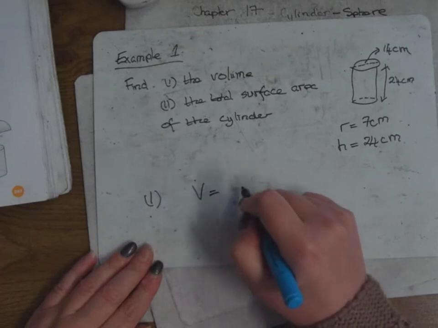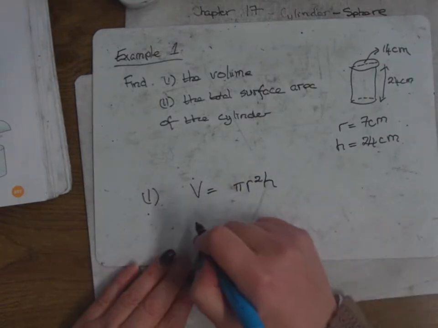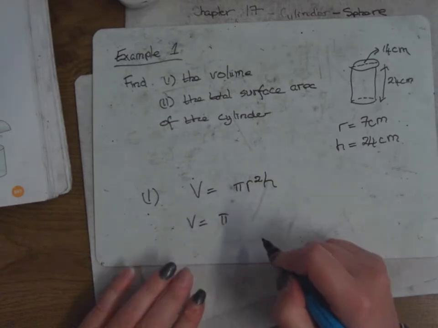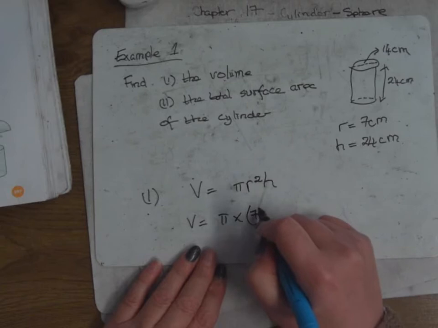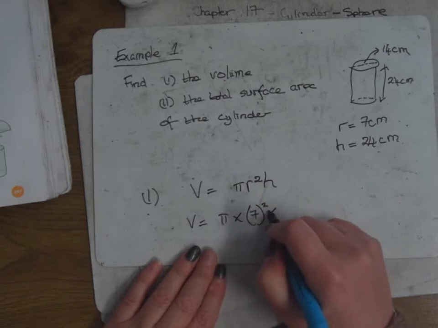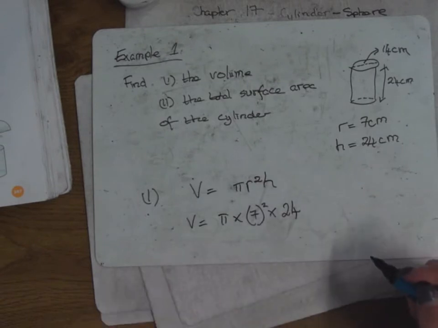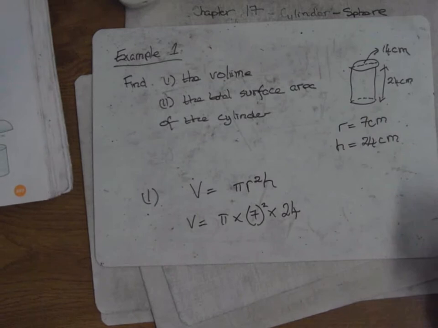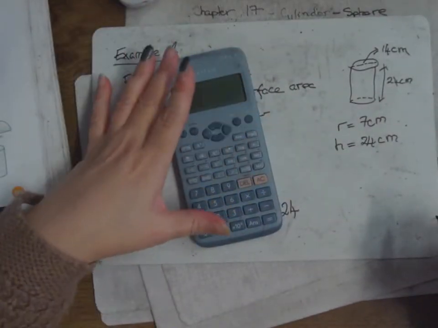So off you go to your log tables, and it tells you that the volume is pi r squared h. So that means the volume is pi, and when there's no sign, you multiply, so it's multiplied by 7 squared, multiplied by h, which is 24. So you're multiplying those numbers. Then you go to your calculator.